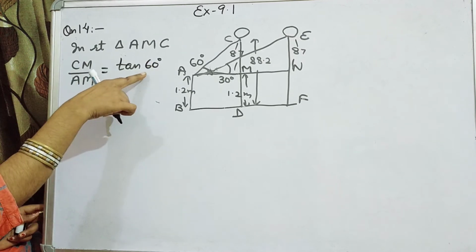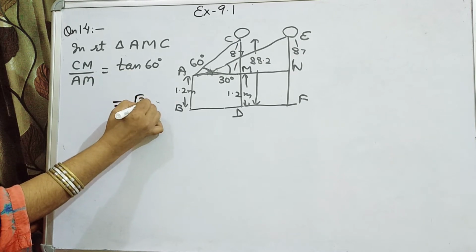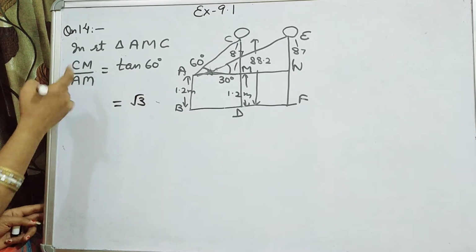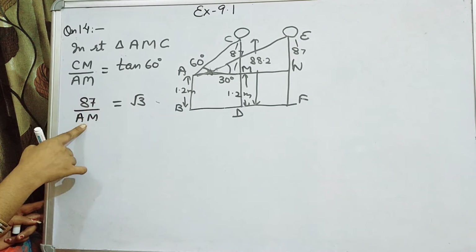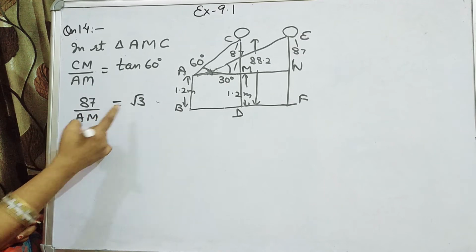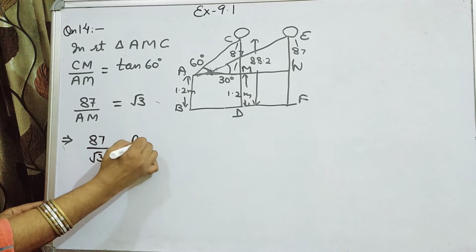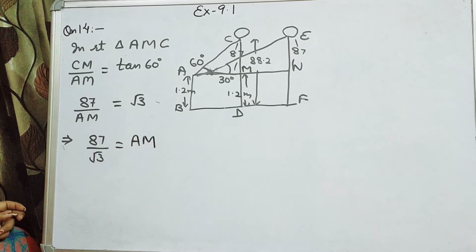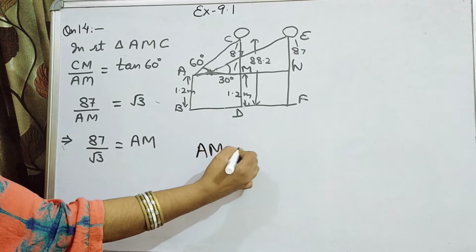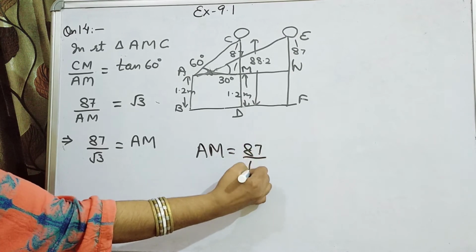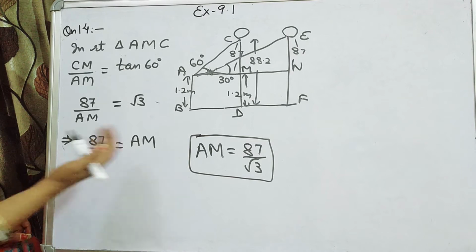And the value of tan 60 is root 3, right? Now CM we have 87, AM we don't know. Now take this AM on the right hand side and root 3 on left hand side. So we'll get 87 by root 3 equal to AM. Now we have found this AM, we have just solved for AM, and that is equal to 87 by root 3. From the first right triangle we got this.